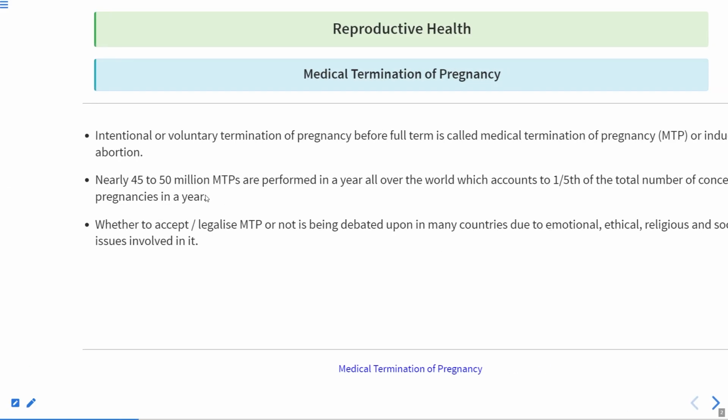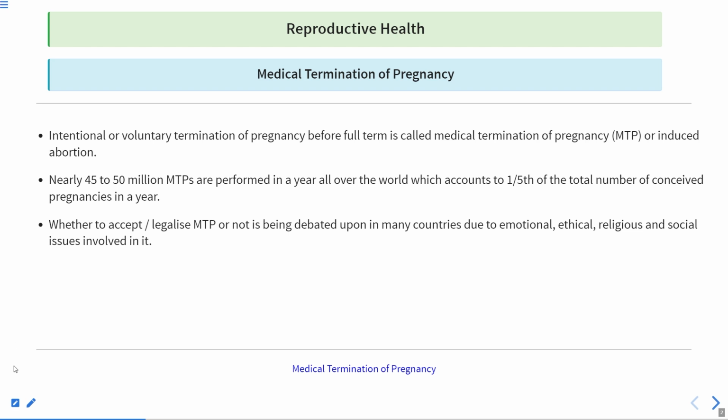So in this lecture, what will we be studying? We'll be studying the medical termination of pregnancy, which is also known as abortion. How can we define the medical termination of pregnancy? Intentional or voluntary termination of the pregnancy. Voluntary means with our own will. We have talked about voluntary movements in the body also. These are under our control. So with our will, we are terminating the pregnancy.